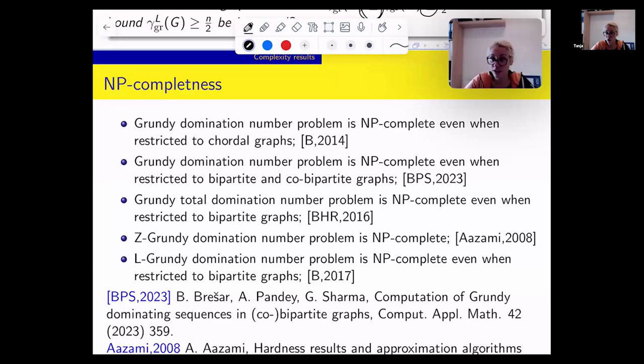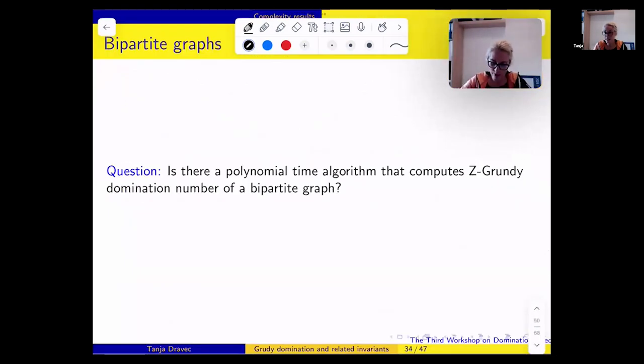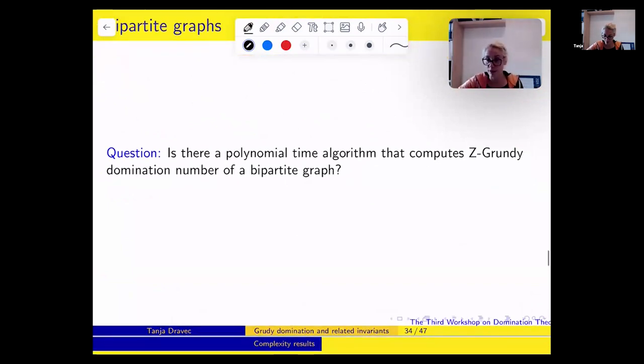And for Z-Grundy domination number, it is known that the problem is NP complete in general graphs. And again, this was proved in terms of zero forcing number. So my next question is, can we say something about the complexity of Z-Grundy domination number problem in bipartite graphs? Because for all other three Grundy invariants, it is known that the problem is NP complete.